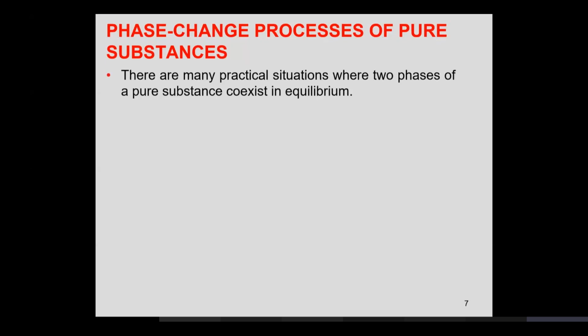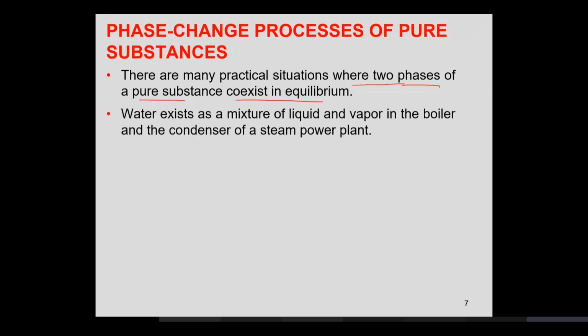Now, the phase change process of a pure substance. It is essential to understand the phase change process of a pure substance. There are many practical situations where two phases of a pure substance coexist in equilibrium. From the perspective of thermodynamics in mechanical engineering, the phases which are important to you are the liquid and vapor phases. These are the two phases which are important to you.